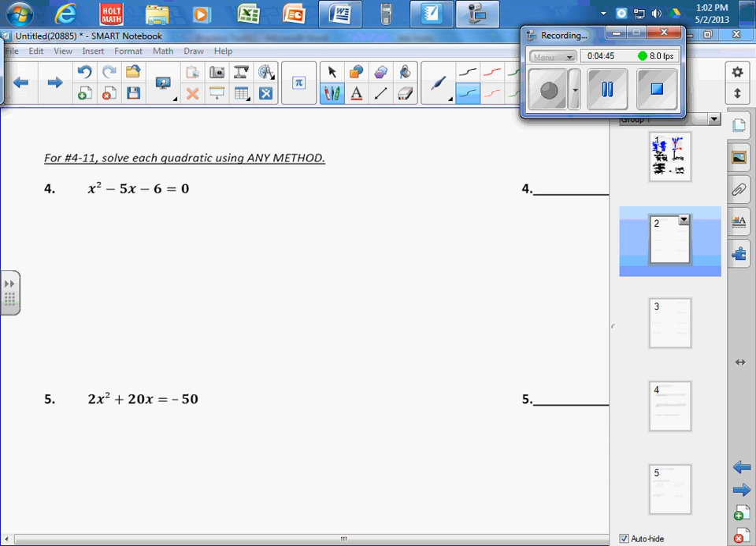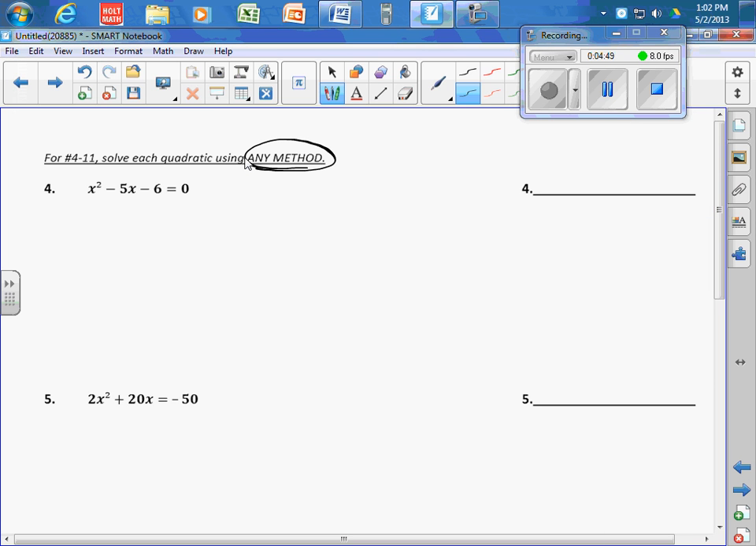Now in number 4, starting with number 4, all of these can be done using any method. Well, I don't see any graph paper, so we're not going to do that. So we're either going to be factoring them, or you're going to be using the quadratic formula. We know the quadratic formula always works. Sometimes it can get a little bit long and drawn out.